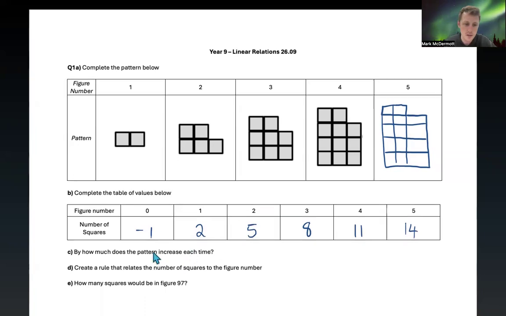Okay, so if we answer some of these questions, by how much does the pattern increase each time? Well, hopefully you realize it increases by 3 each time. Create a rule that relates the number of squares to the figure number. Okay, so the number of squares, and this is part of setting up our linear relation, is equal to this number 3, so 3 multiplied by the figure number.